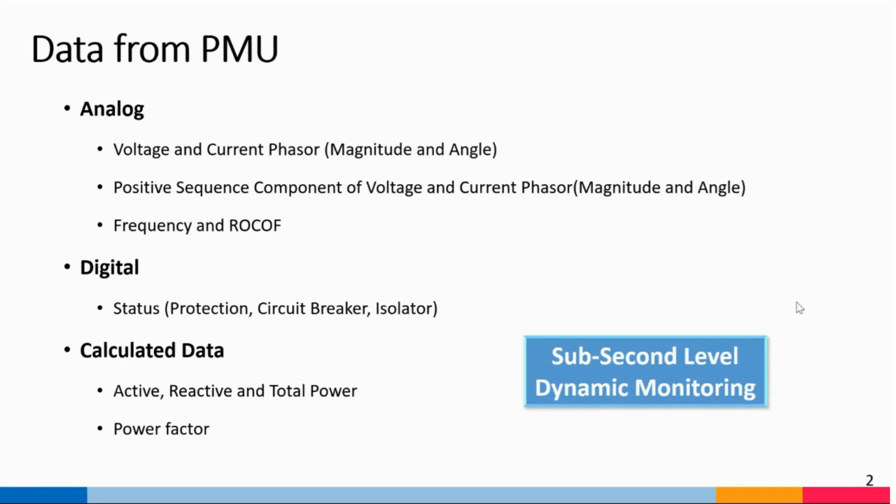So basically what you get from the PMU is sub-second level dynamic monitoring of the wide area power system, or the entire power system, depending upon where you have placed your PMU. Based on the coverage, you get the dynamic monitoring of the power system. It may be a small area wherever your PMUs are there. It can be a complete grid also where you have placed a large number of PMUs. So you get a complete overview of the dynamic monitoring.